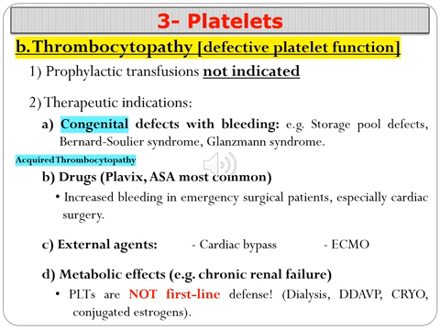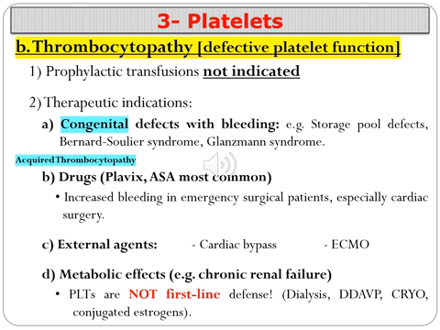The second indication for platelet transfusion is defective platelet function or thrombocytopathy. Thrombocytopathy is a wide group of hereditary and acquired platelet dysfunction in which platelet count may be normal or reduced. Prophylactic platelet transfusion is not indicated in thrombocytopathy. Rather, transfusion is indicated only if the patient is bleeding.